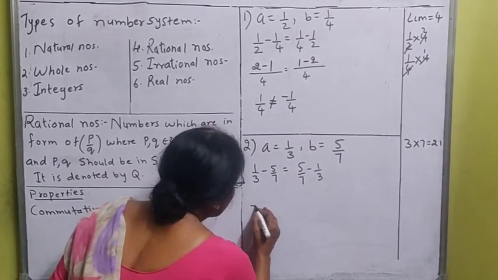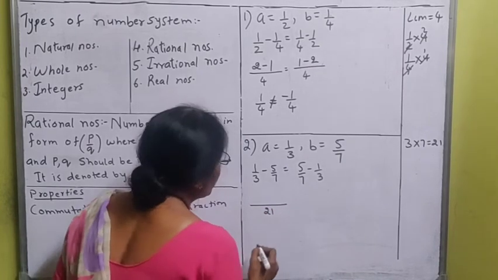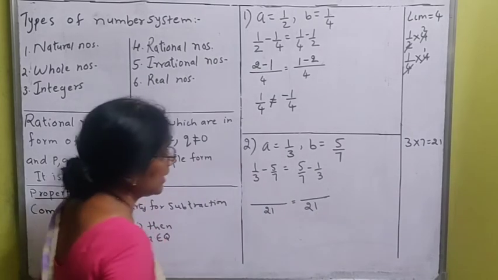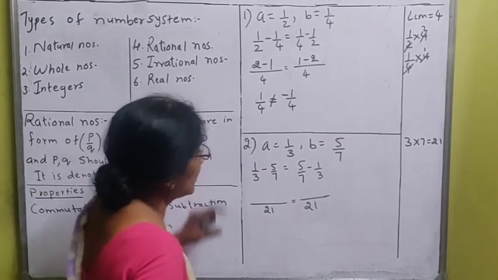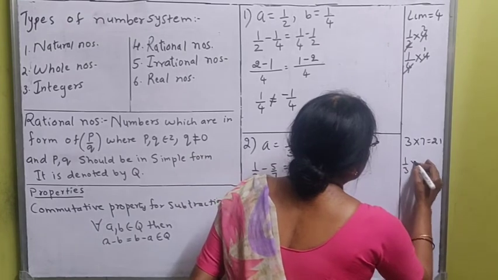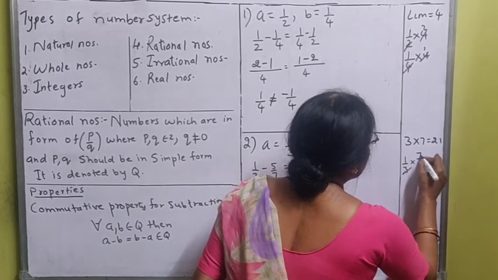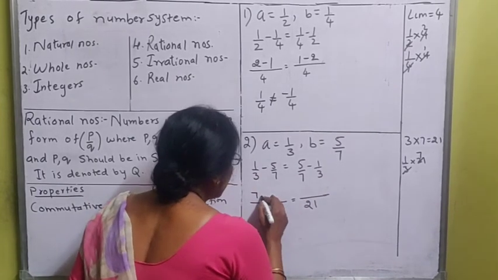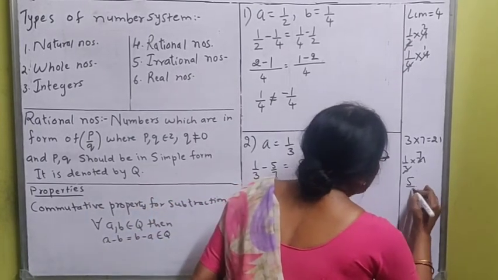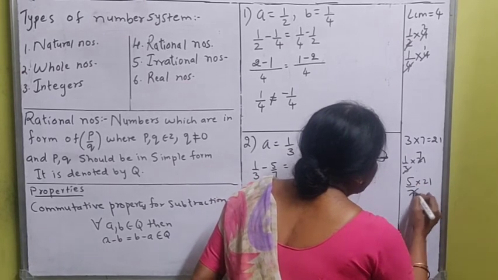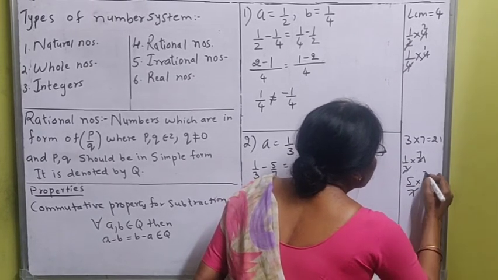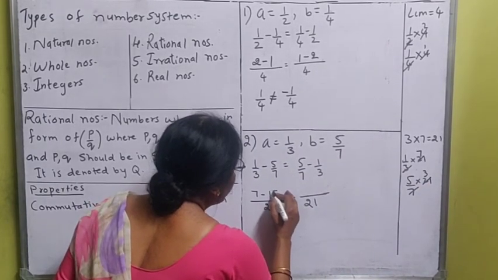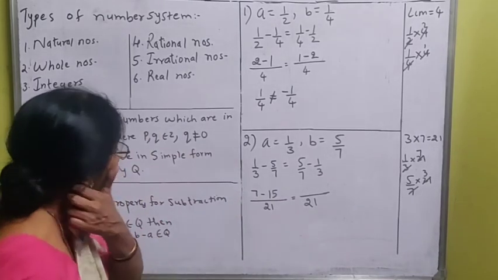So that LCM will become the denominator for the left hand side also, and that LCM will become the denominator for the right hand side also. Take the first rational number, 1 by 3 into 21. 3 ones are 3, 3 sevens are 21. 1 into 7 is 7. Then what sign is there? Minus. 5 by 7 into 21. 7 ones are 7, 7 threes are 21. 5 into 3 is 15. So you got 7 minus 15.